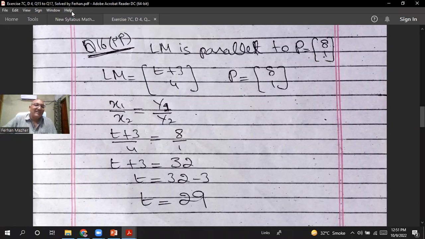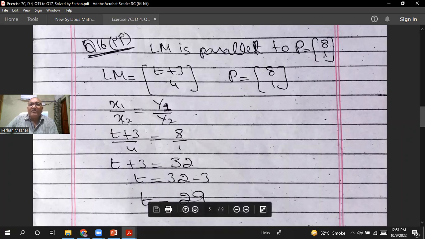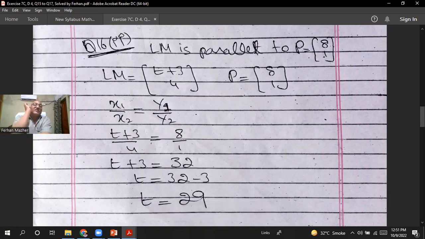I should have written t plus 3 divided by 8 should be equal to 4 by 1. And I have already moved a step. So t plus 3 divided by 4 is equal to 8 by 1. So t plus 3 will be equal to 32, and t will be equal to 32 minus 3. So t will be equal to 29. Here I have missed a step. There I have to write t plus 3 by 8 is equal to 4 by 1. Okay. So I missed one step, but the answer is right.